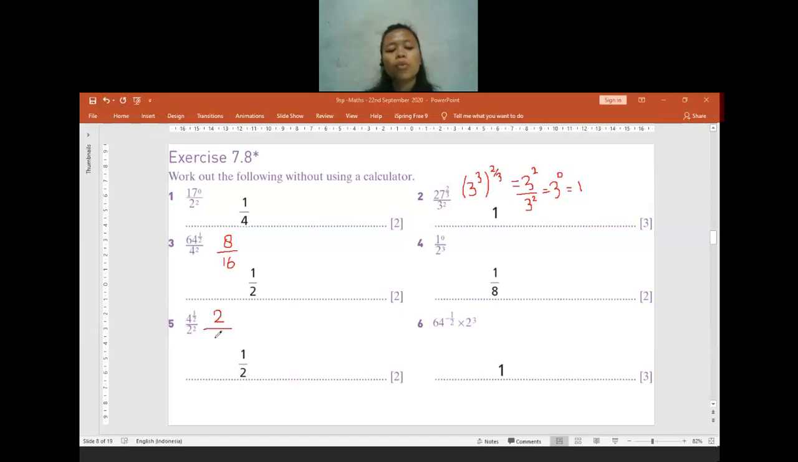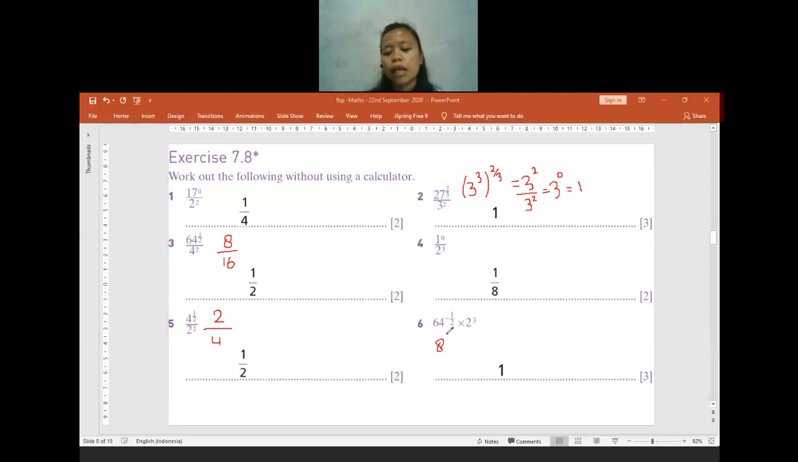For question 5, we have 4 to the power of a half. It is the square root of 4, which is equal to 2. 2 to the power of 2 will be equal to 4. So you can simplify 2 per 4 to become 1 per 2.